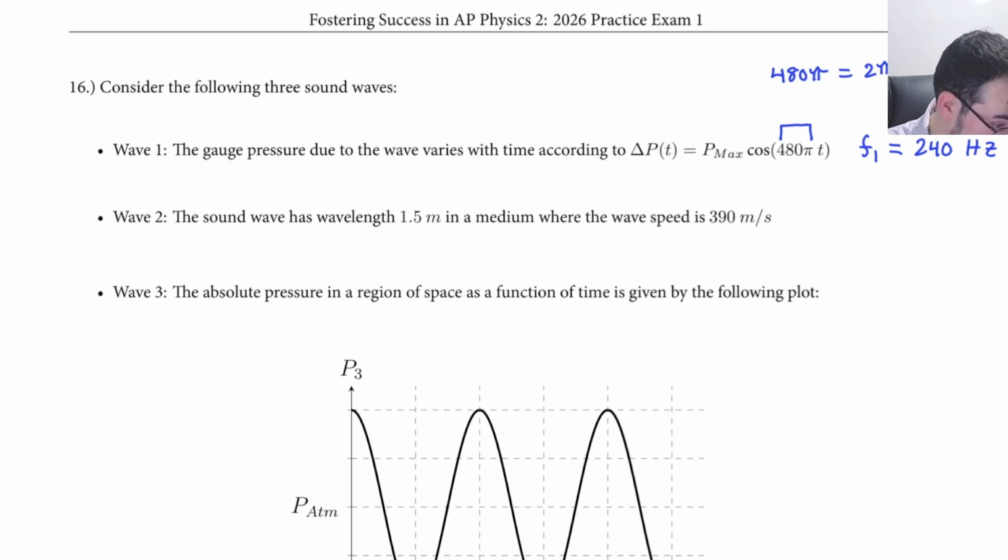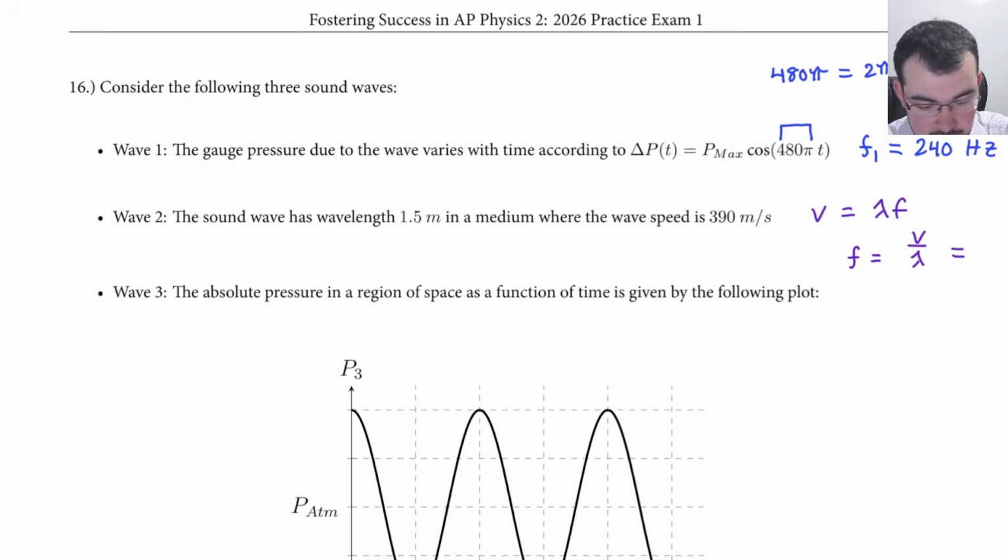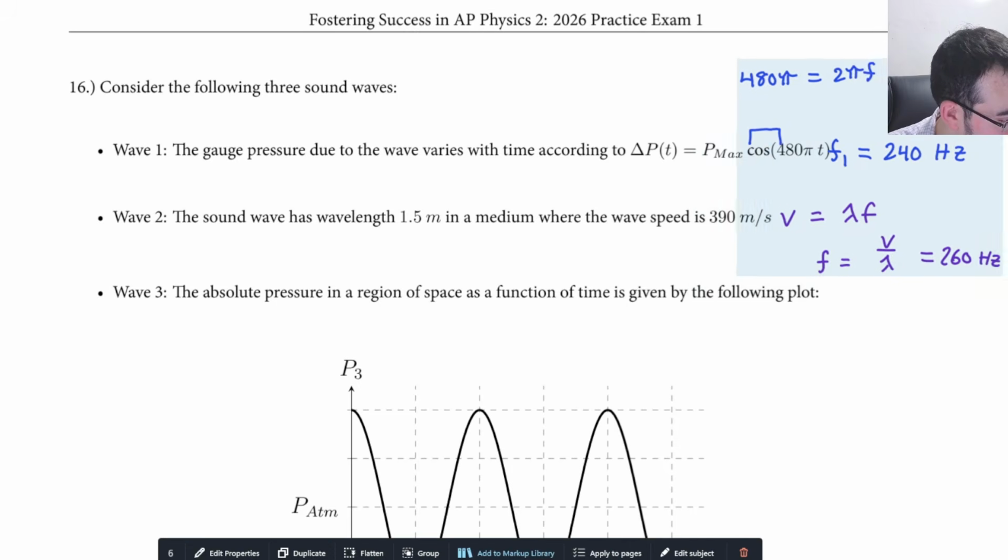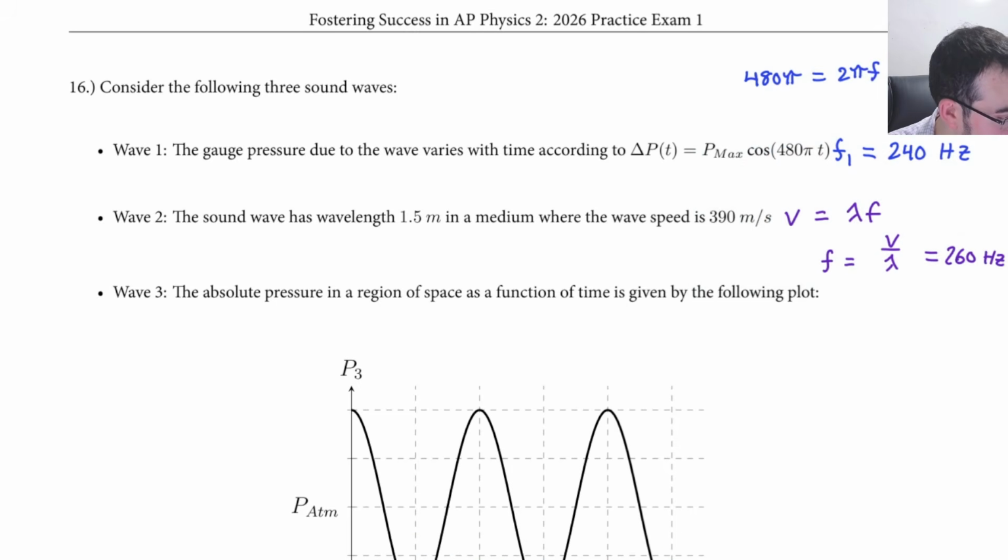Then for our second one, the sound wave has wavelength 1.5 meters. So we're just using our wave speed equation. So I just divide v by lambda. So that's just 390 divided by 1.5. Yes, I do need a calculator for that. If my Desmos will load. 390 divided by 1.5, 260. So we're already getting some different frequencies here. So I'm going to pull this over a bit just so we can see.